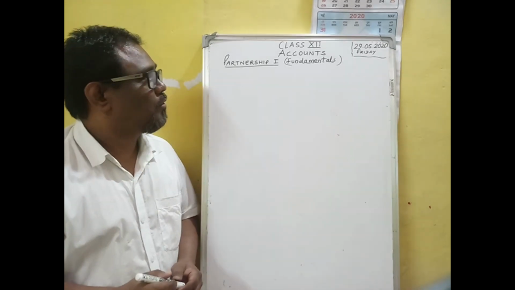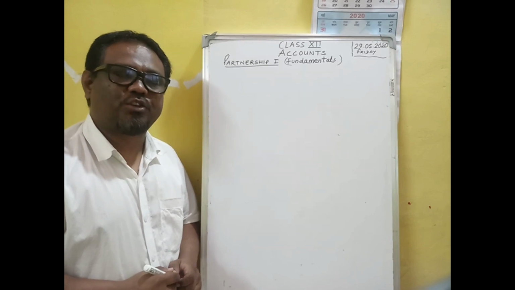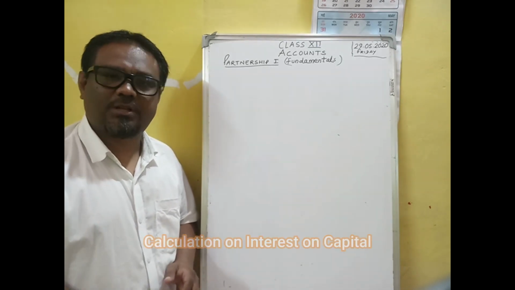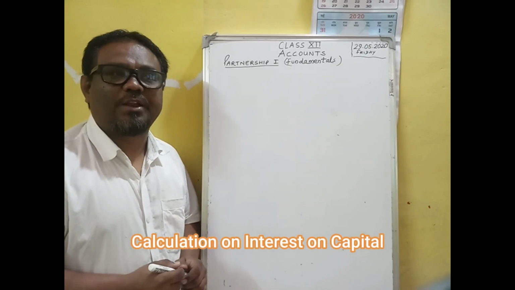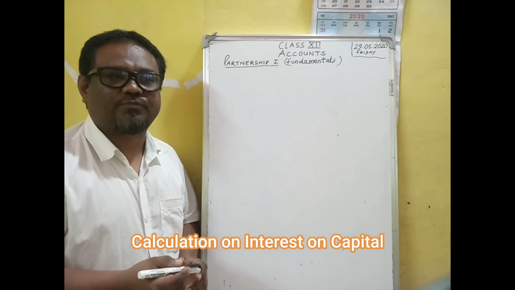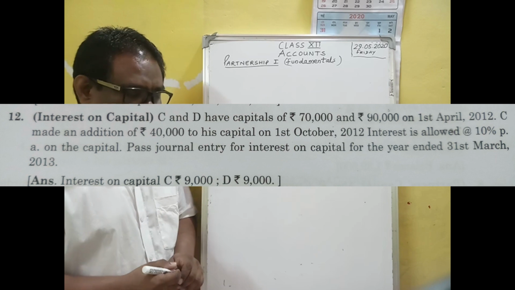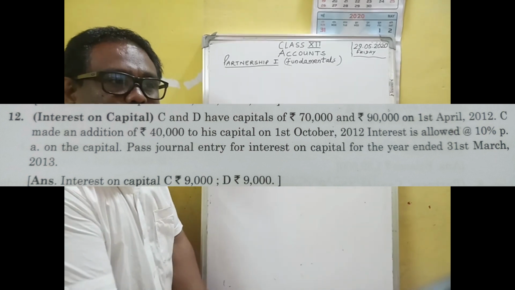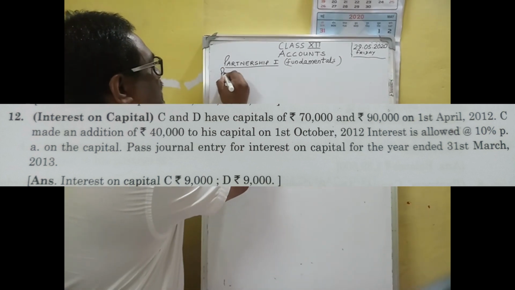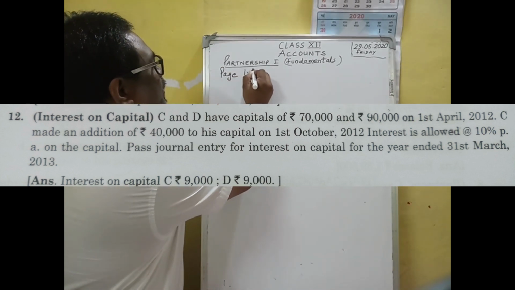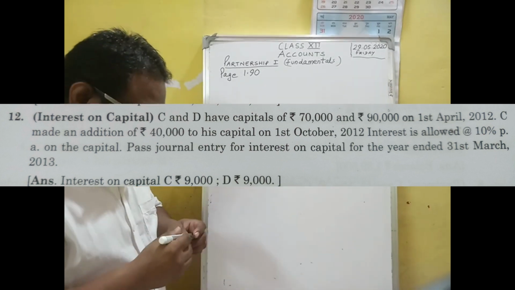So now we are going to learn the calculation of interest on capital and journal entry, how it is transferred to the journal entry, how to write the journal entry of interest on capital. So in your textbook, page number 1.90, calculation of interest on capital.